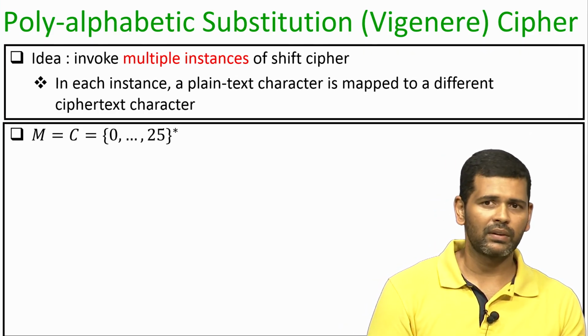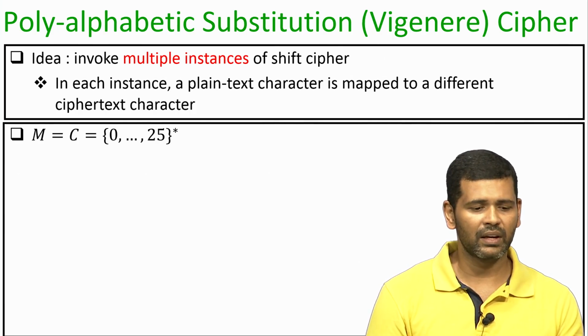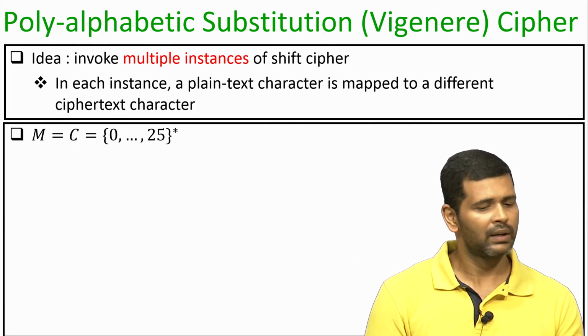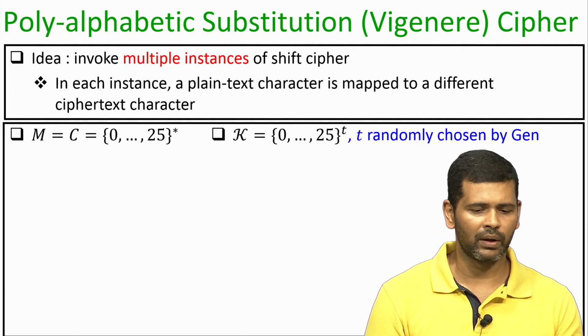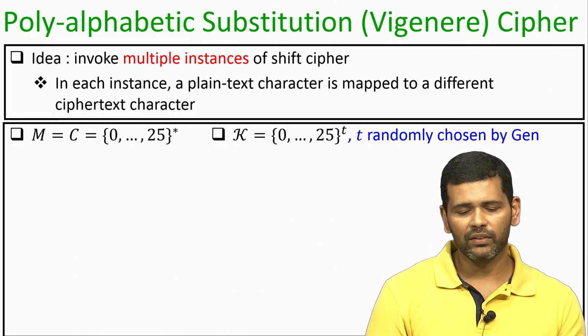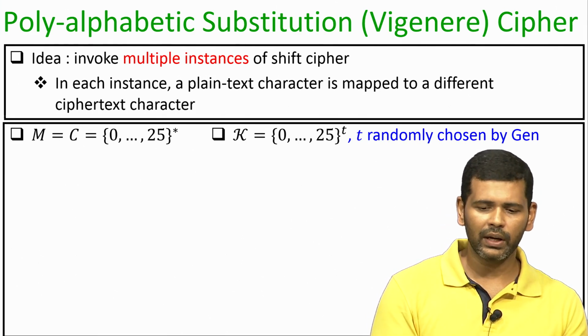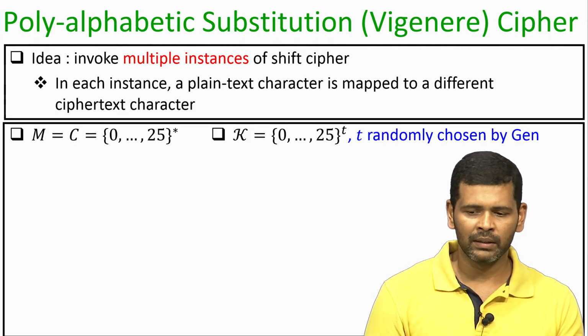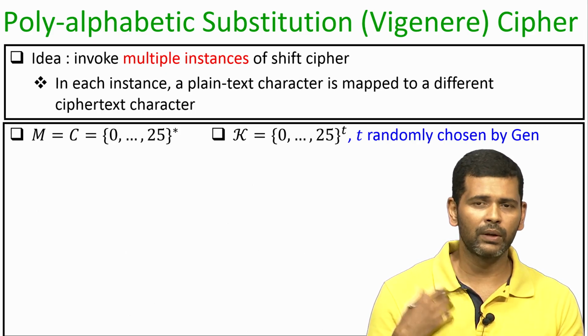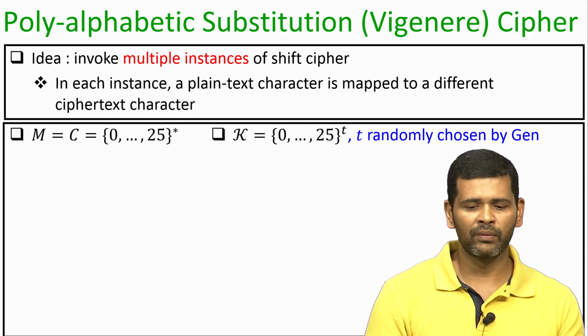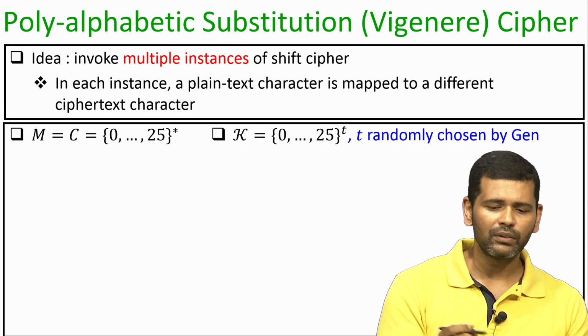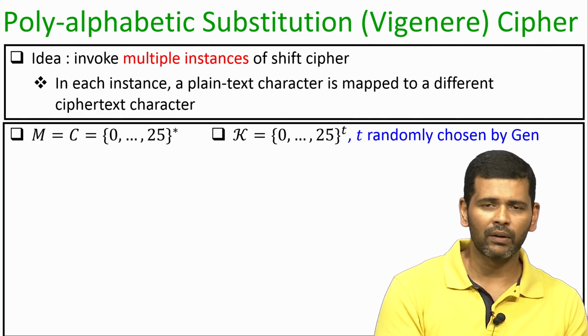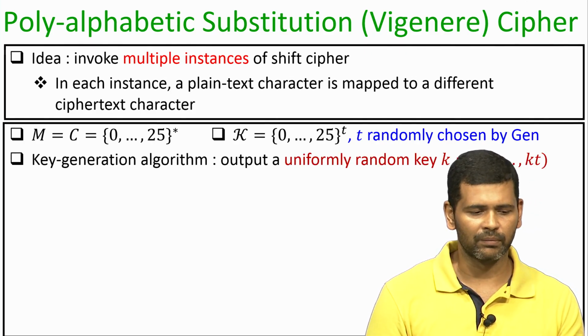So, again here the message space, the plain text space and the ciphertext space is the set of all possible strings over the set 0 to 25, and the key space is now going to be a string of length t, where t is also randomly selected by the key generation algorithm, and the value of t could be anything with the minimum value of t being 1, and the value of key is going to be any string of length t over the set 0 to 25.